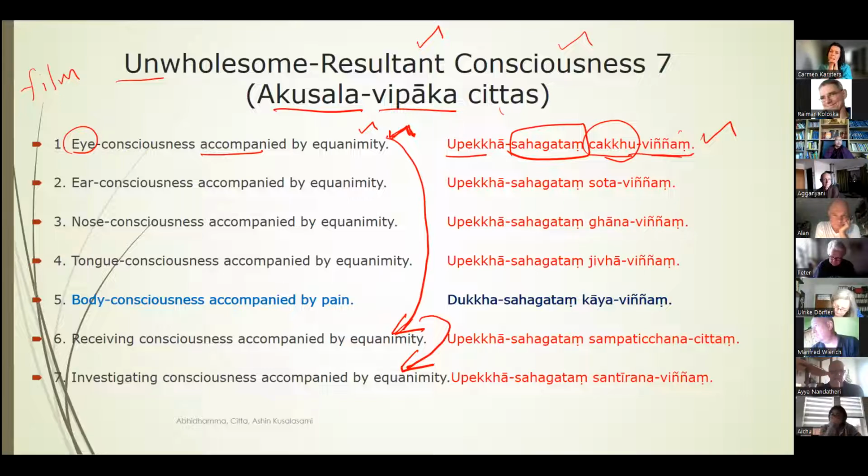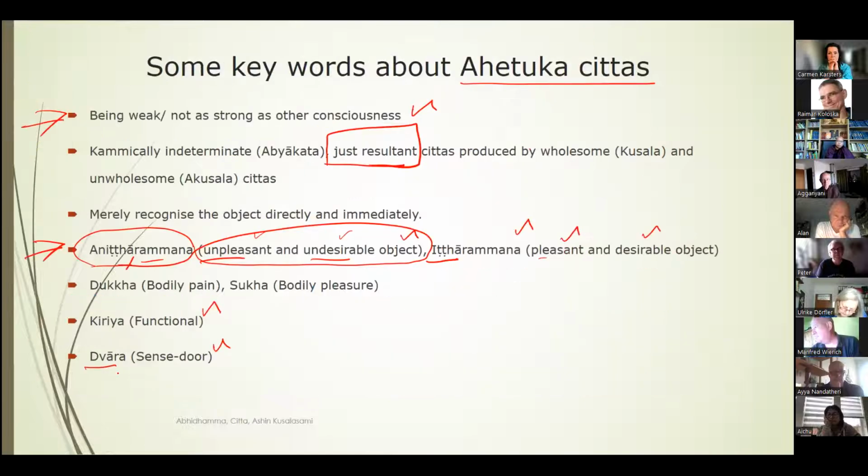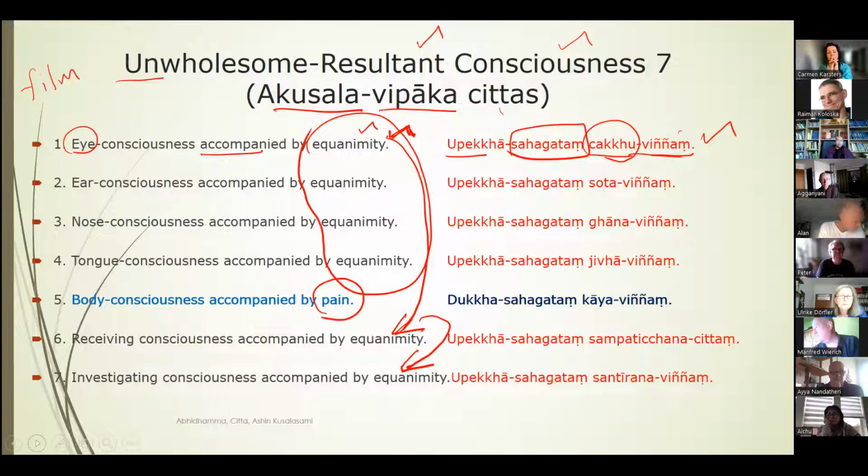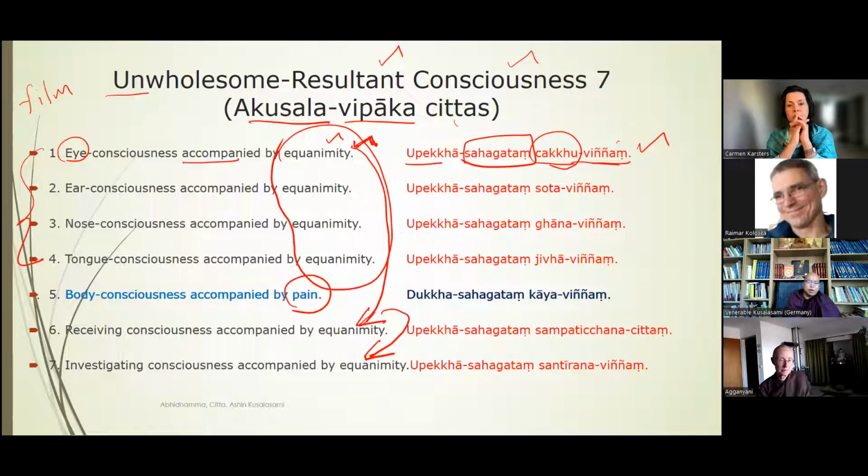The second is ear consciousness, and nose consciousness, tongue consciousness, and all these 4 are accompanied by equanimity. And body consciousness is accompanied by pain. Here, dukkha, bodily pain. Here also, if we compare these 4 and this one, these 4 are not very strong. The body pain is very strong.